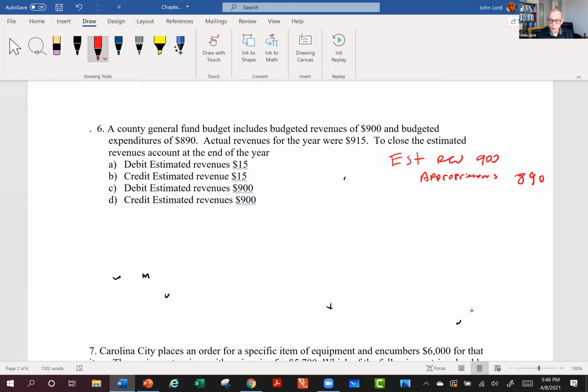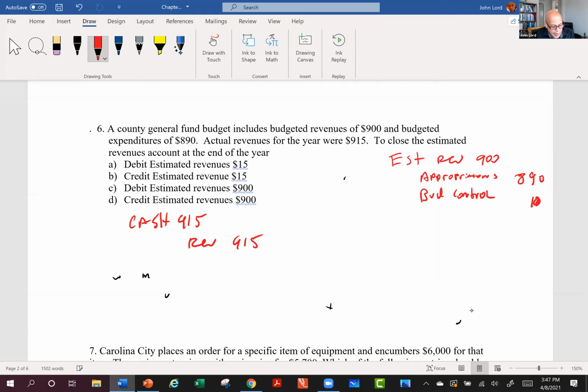So I need what, a 10 to make this journal entry credit, $10 credit. What's that to? Budgetary control. Good. That's going to go to budgetary control. Good for 10. Okay. Then they tell me I have actual revenue of 915. Let's say it's for cash. What do you want to do? I collect cash revenue. Debit cash for 915. Credit revenue for 915. Good. Debit cash 915. Credit revenue 915. Good.